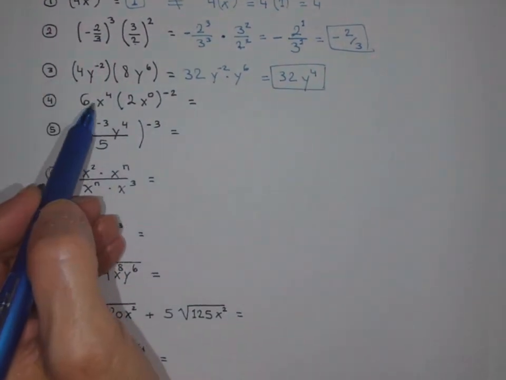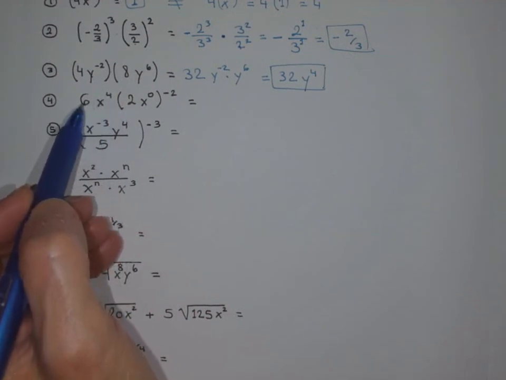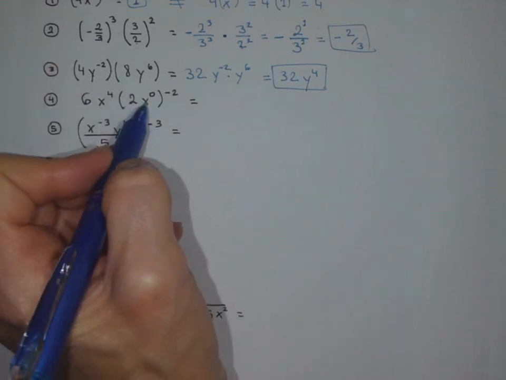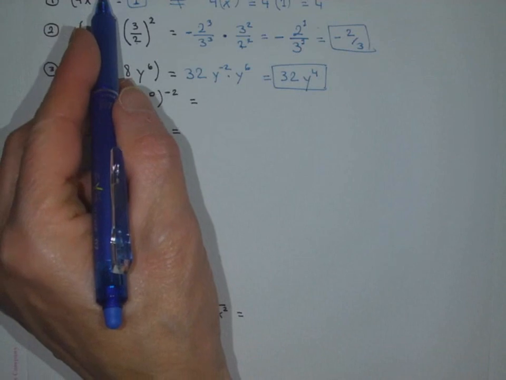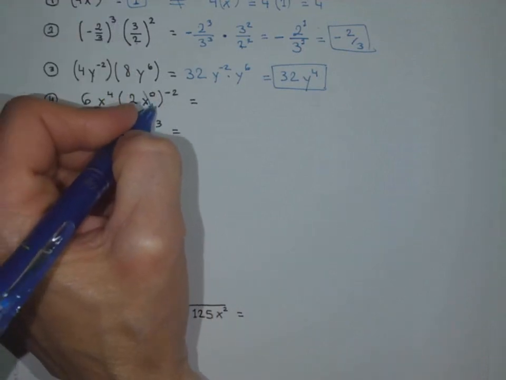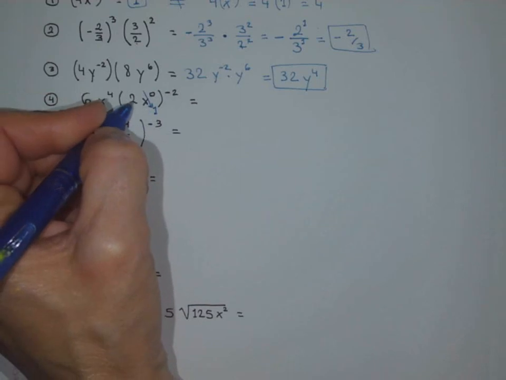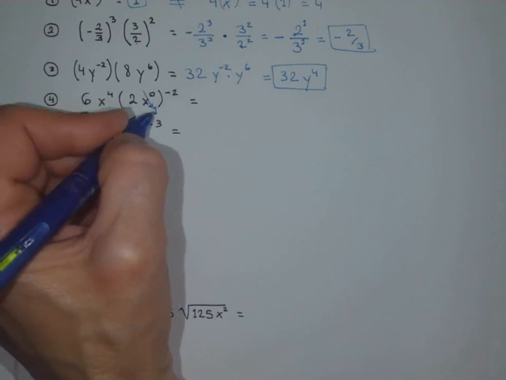Here we have a 6x to the 4. So this 4 only applies to x, right? Not to the 6 because there is no parentheses. And then this x has a 0 power, and we talked earlier how anything to the 0 power goes to 1. So this x here goes to a 1. Attention, not the 2. The 2 is not to the 0 power, only the x, right? So that says 2 times 1.